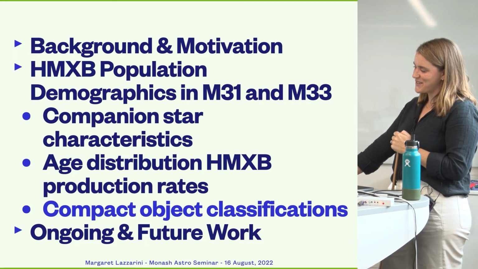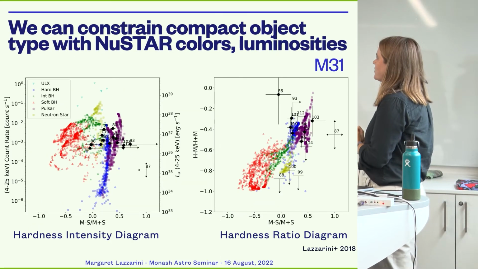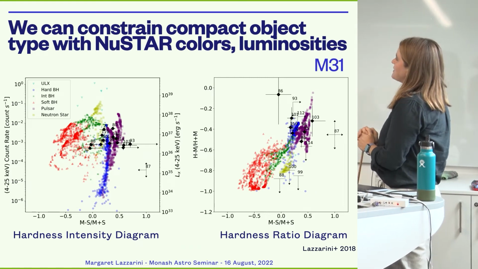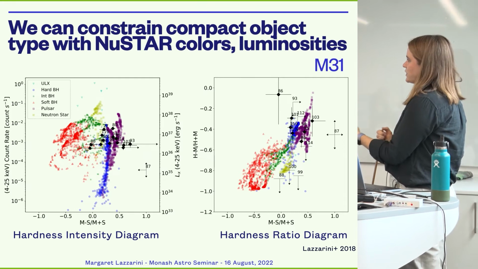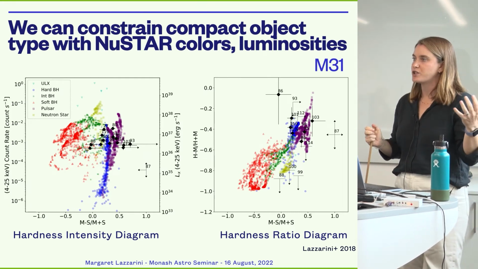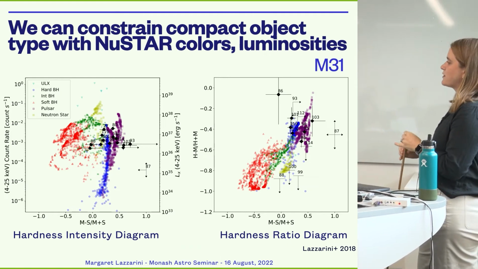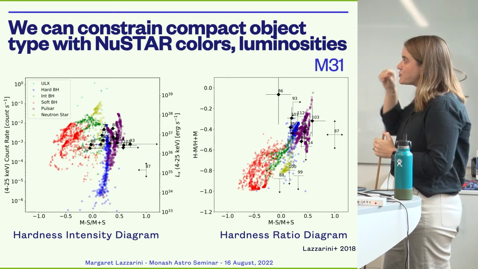Okay, so the last piece of analysis I want to talk about before going into ongoing and future work is how we fold in this hard X-ray data. We have hard X-ray coverage not for our full sample of HMXB candidates, just in terms of the spatial coverage in these galaxies. We also expect that not every source is going to be bright enough in the hard X-rays to really be detected by NuSTAR.